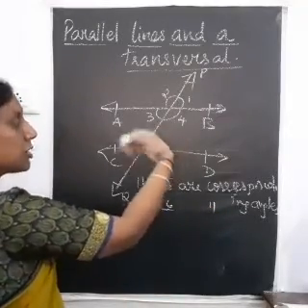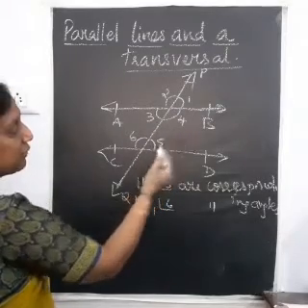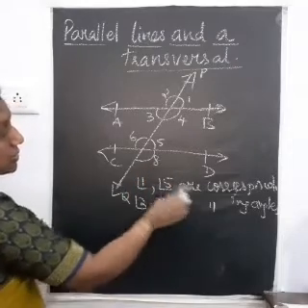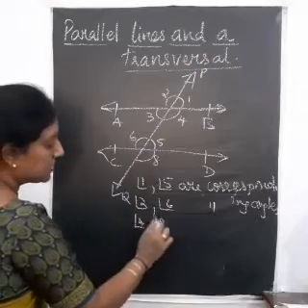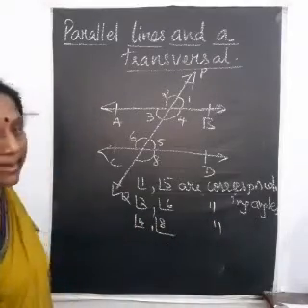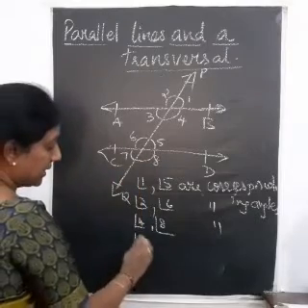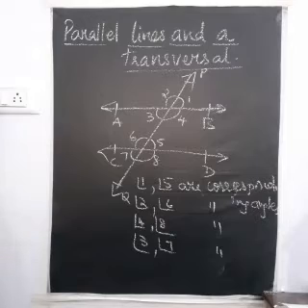Similarly, that is on top of the line. Now you take the angles below the line. This angle 4 and this angle 8 are also corresponding angles. So 4, 8 are also corresponding angles. Similarly, angle 3 and 7. Angle 3, angle 7 are corresponding angles.